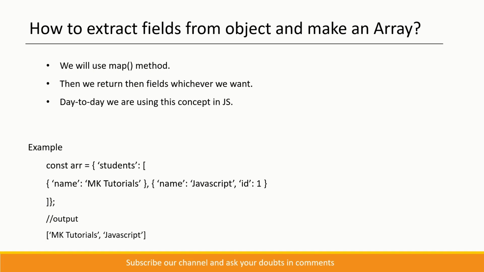In JavaScript we will use the map method to achieve this scenario. Inside the map method, whichever field we require, that field only we need to return. Finally it will make one new array, and we use that in real-time scenarios. So you can note it down. This is day-to-day life for a UI developer or front-end developer, so we use these concepts in JavaScript.